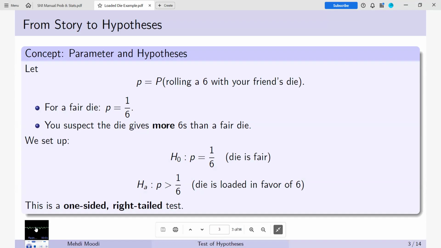Now we translate the story into math. The parameter p is the true chance of rolling a 6 with your friend's die. The null hypothesis says p equals 1/6. The alternative says p is larger than 1/6. This is our official way of saying, I suspect your die is tilted towards 6.